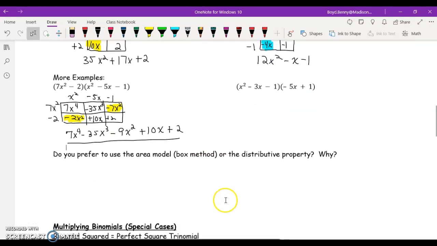Okay? Take a moment and think about the next question. Write out on your paper, do you prefer to use the area model, the box method, or the distributive property? And why?